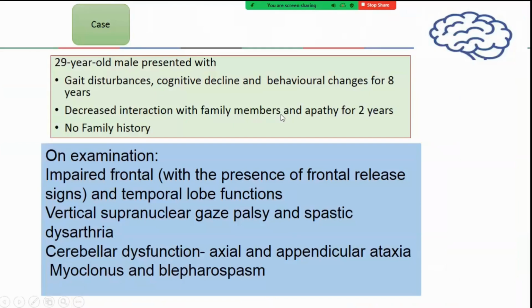Okay, so another case which was again referred from our adult neurology colleagues, a 29-year-old male presented with gait disturbances, cognitive decline, behavioral changes, and decreased interaction. On examination, frontal lobe signs were there. And importantly, an important sign which we picked up was a vertical supranuclear gaze palsy and dysarthria. So does this give you any clue?